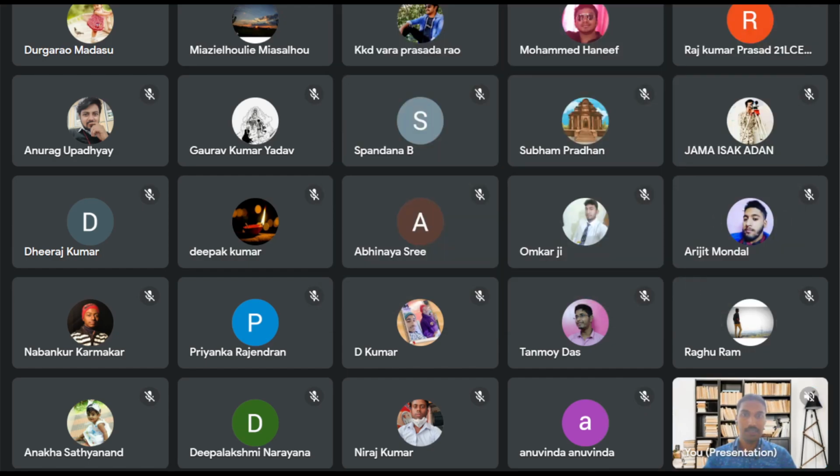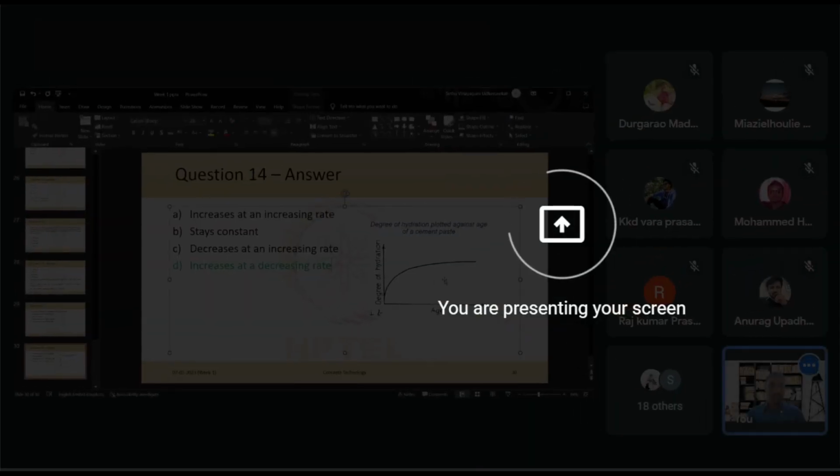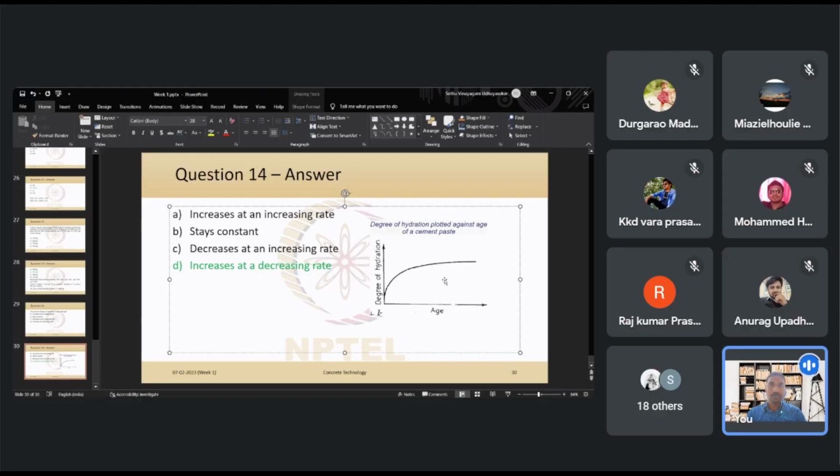So to do that, we first need to understand what we mean by the degree of hydration. So what do we mean by the degree of hydration? Let us say MT is the total mass of cement that we had initially, and MH is the mass hydrated. So we start with some mass of cement, and with time some of it is going to get hydrated as we add water. So let that mass be MH.